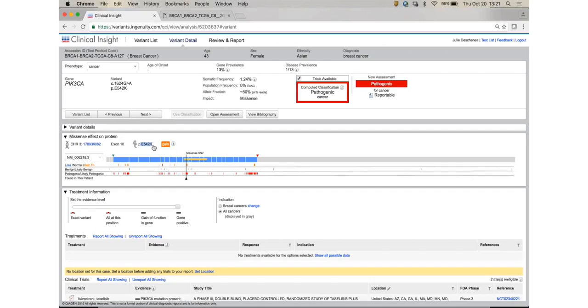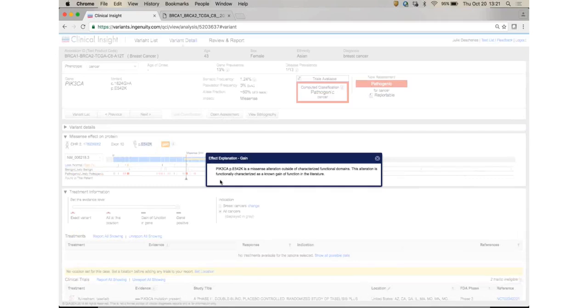And then there is what this variant is about. Is this variant causing a gain of function, loss of function? In this particular case, the variant is causing a gain of function. And again, I can take a look as a variant scientist and laboratory director into why there is a gain of function. So in this particular case, the gain of function is based on information coming from the literature, evidences.